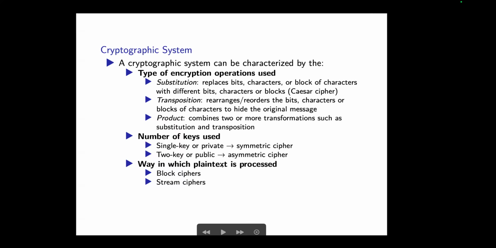So substitution replaces characters. Transposition rearranges the bits. So we will see some examples in a moment. And then product ciphers combine substitution and transposition. The substitution can be really simple, like this one, where we say, okay, shift everything right, but you can have a substitution which has this sort of a table. Let me show you. Table-like mapping.